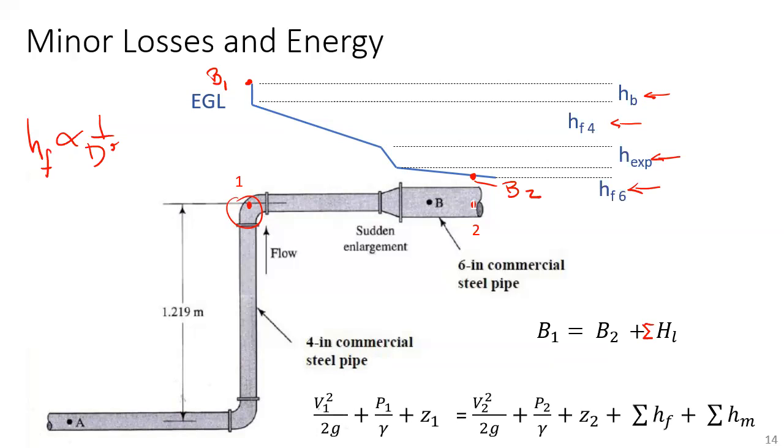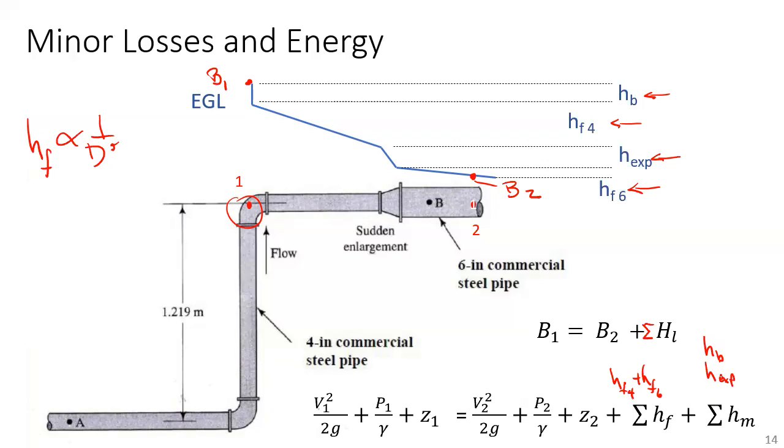So what that would look like when we expand B1, we get V1 squared over 2g plus P1 over gamma plus Z1. When we expand B2, V2 squared over 2g plus P2 over gamma plus Z2. And then again, we have friction losses, HF in the 4-inch pipe plus HF in the 6-inch pipe. That's what the sum of the HF represents. And for minor losses, we have a bend and we have an expansion.